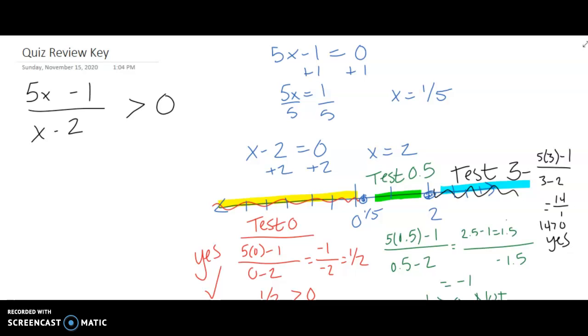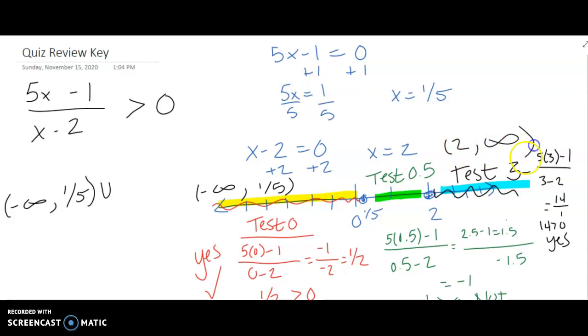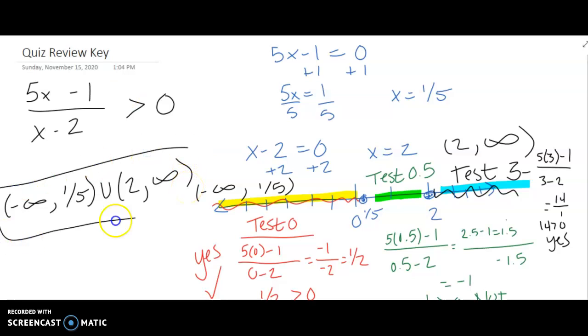So writing this out, we've got from -infinity to 1/5, along with, so the union symbol, we've got from 2 to positive infinity. And there is our answer.